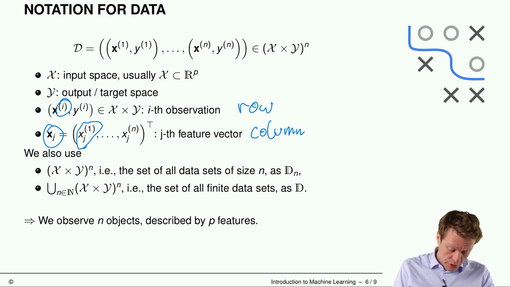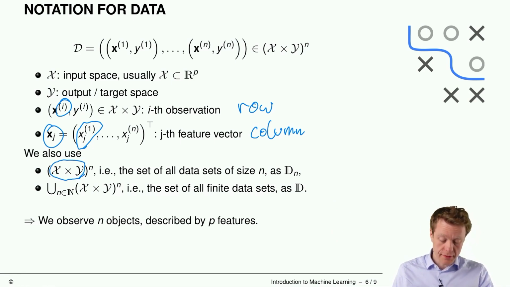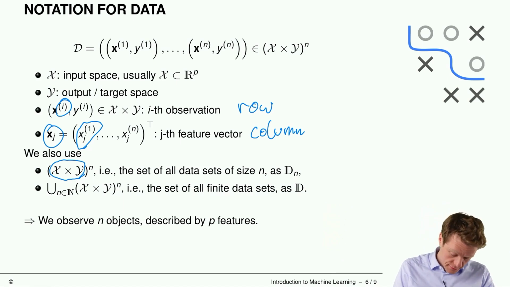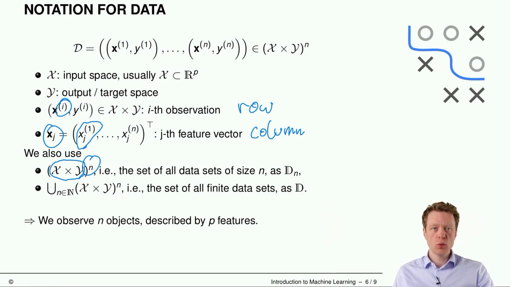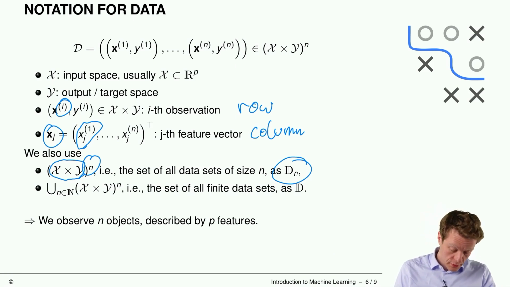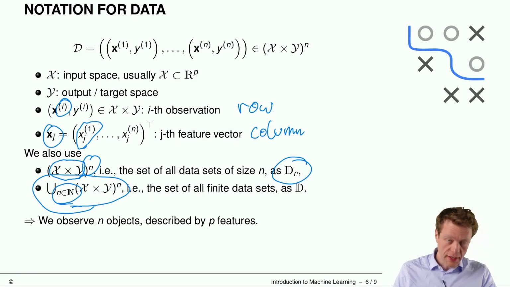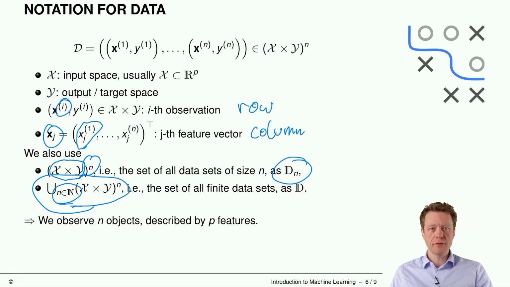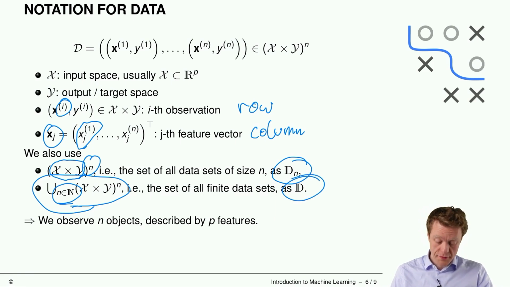Okay, if we put together feature space and target space and take it to the power of n, then we have the set of all data sets of size n, and we denote this by D_n. And if we take the union of this over all natural numbers n, then we have the set of all finite data sets, and we call this D without subscript. So we have n objects described by p features.